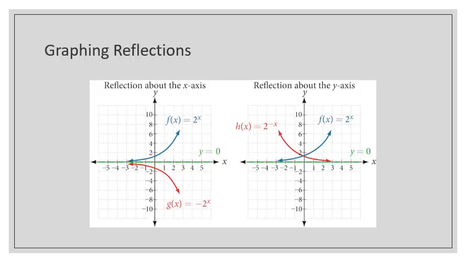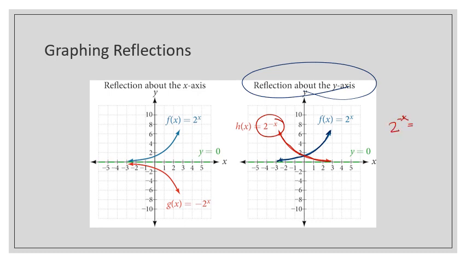Okay, I also want to talk a bit more about reflections. So reflecting about the y-axis that we've talked about, we had 3 to the x and then 3 to the negative x. So here in this picture, we have the graph of f of x is equal to 2 to the x, and then in red, that's reflected about the y-axis, and 2 to the negative x is the same thing as 1 over 2 to the x, which is the same thing as 1/2 to the x power.